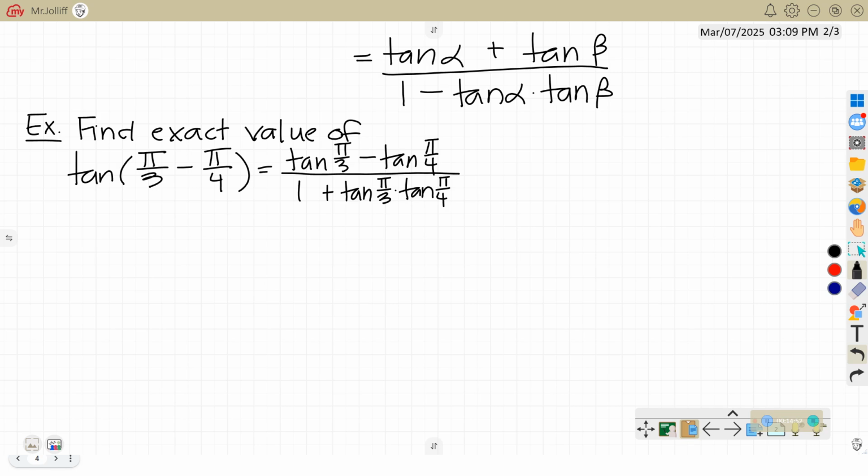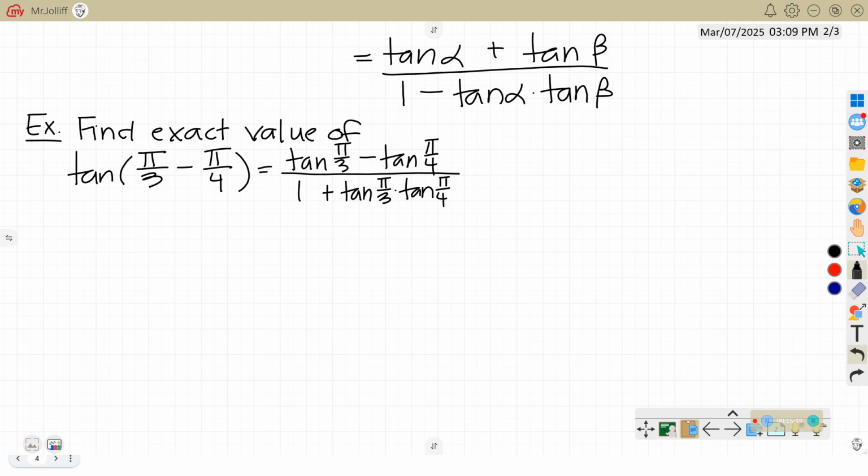Yeah, that's just taking those two angles, pi over 3 and pi over 4, and plugging them into the difference formula for tangent. My next step is I need to figure out what tangent of pi over 3 is, and what tangent of pi over 4 is. And that's where the unit circle comes in, because they want exact values. I should not be using my calculator for this.